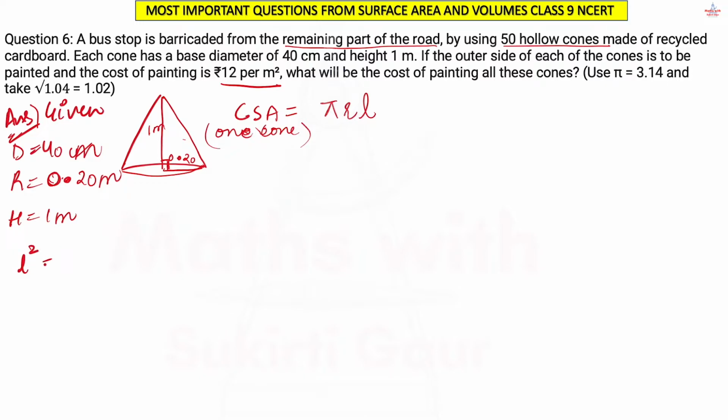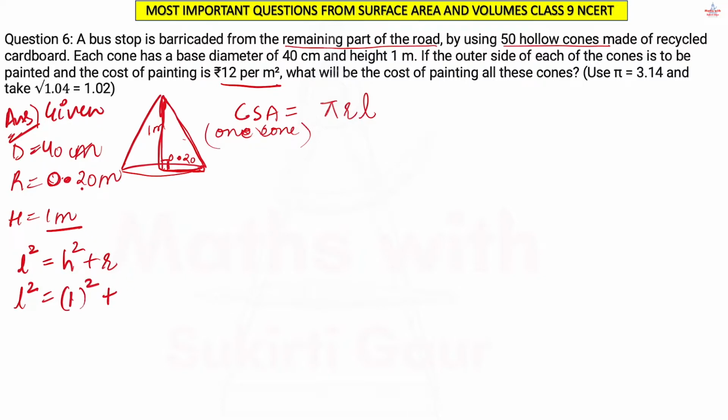So what we know about slant height is that the square of slant height equals h square plus r square, because inside a cone it forms a right angled triangle and L becomes the hypotenuse of this right angled triangle. So I have just applied Pythagoras theorem. L square we have to calculate. H is equal to what? 1.